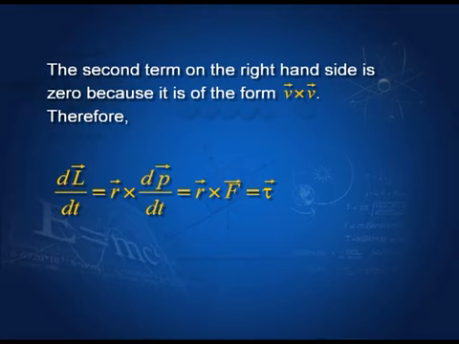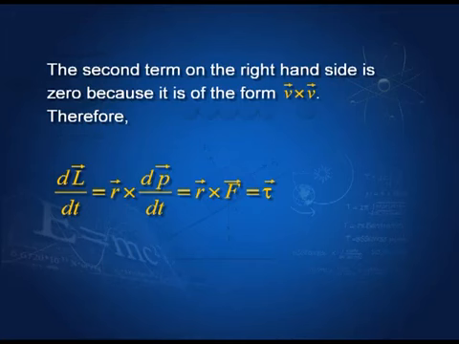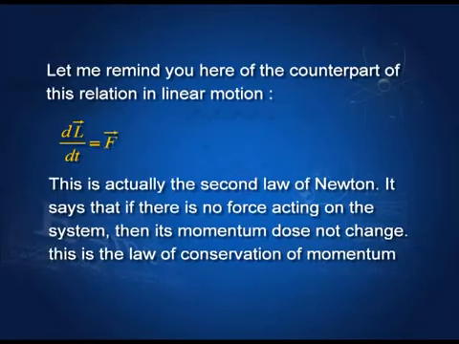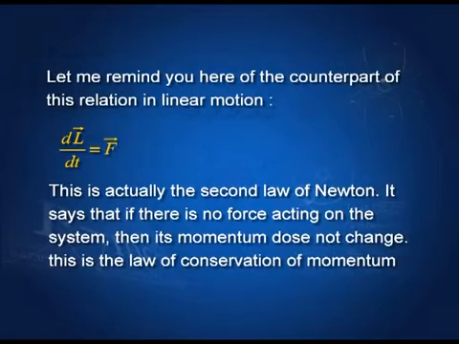So, the rate of change of angular momentum is equal to the torque, and if there is no torque, there is no rate of change of angular momentum. That means angular momentum stays constant. That is the law of conservation of angular momentum, that if there is no torque acting on a rotating body, then its angular momentum stays constant. In the case of linear motion, you know, is the law of conservation of momentum. In that case, if there is no force acting on the system, then the momentum of the system remains constant. That is the law of conservation of momentum.